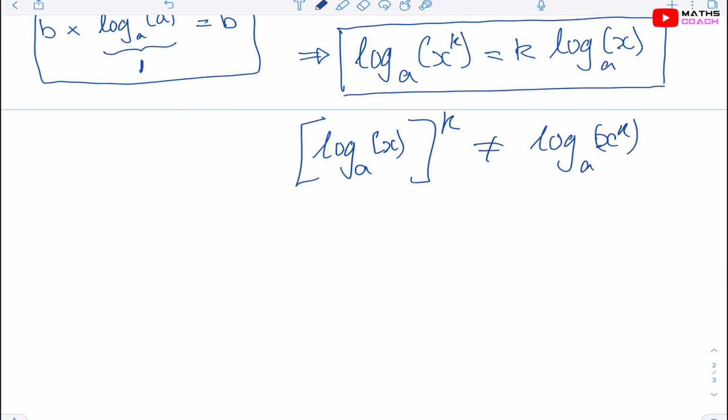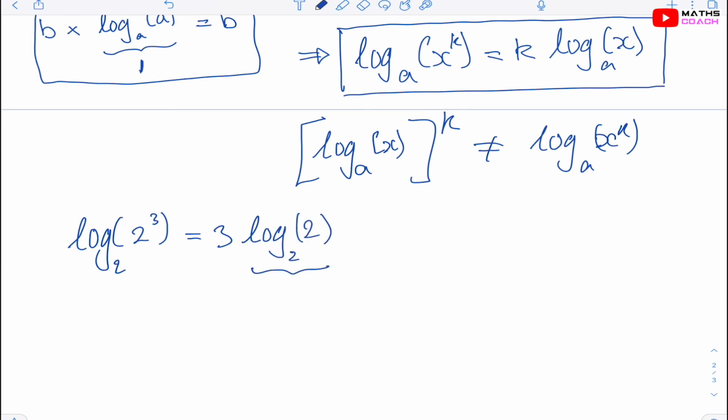On the left side, it's the whole log of x being powered, whereas on the right hand side, it's only the x itself that has the power of k. And if that's the case, then that's when we apply the law of logarithms, where the k can be brought down to the front. Let's do some simple examples. If we have the log of 2 to the power 3 to base 2, then the answer is going to be 3 times the log of 2 to base 2. And we know that log of 2 to base 2 is 1, therefore the answer is going to be 3.